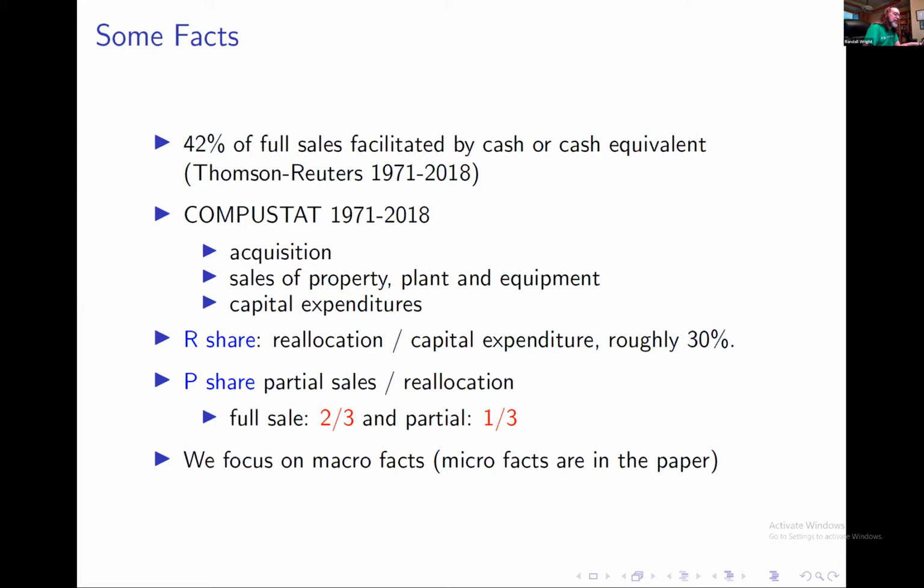In the paper, we have, in typical fashion, some nice microeconometrics, but we can't present that here in the interest of time. We're going to focus on a few macro facts.